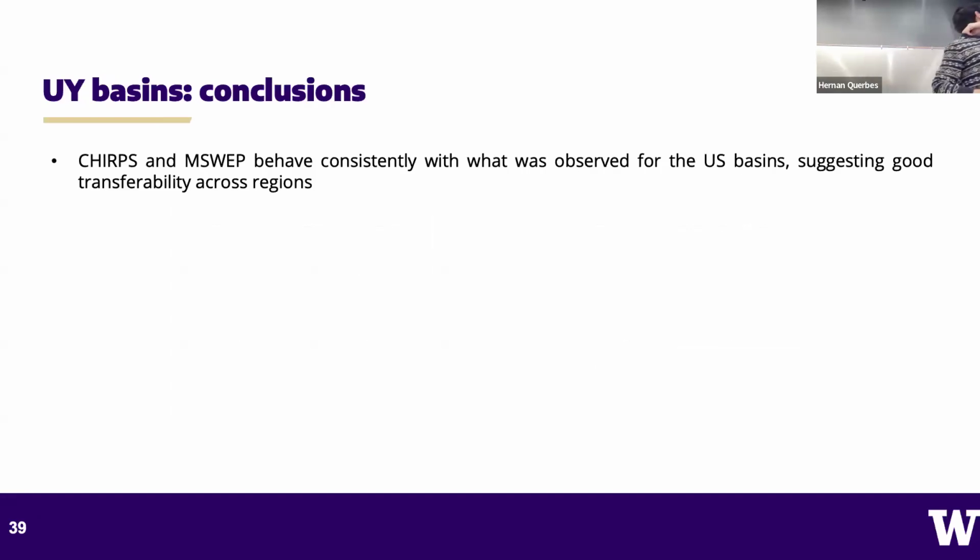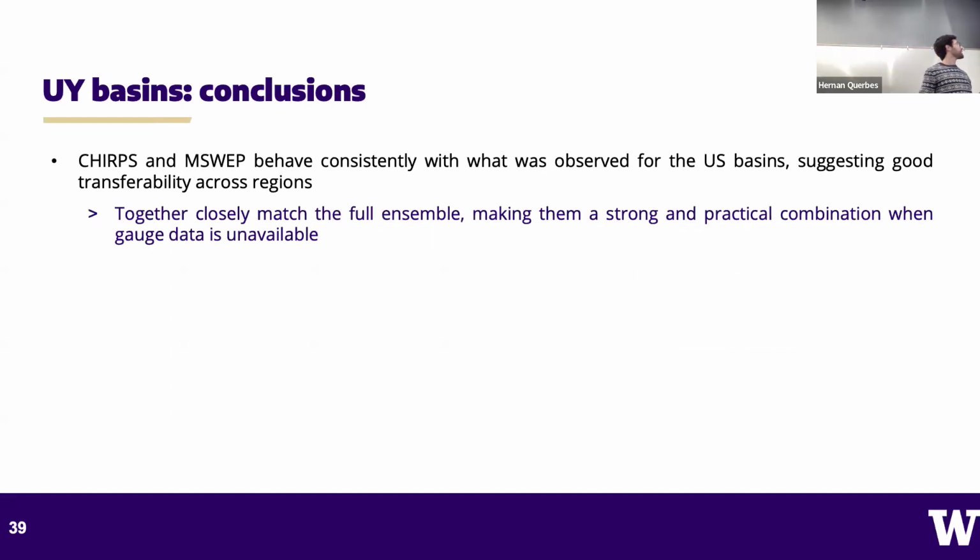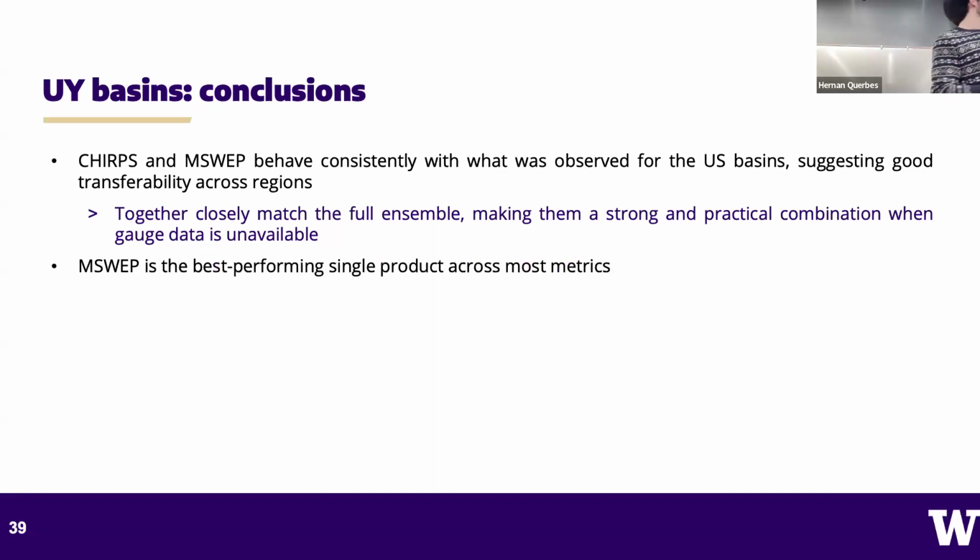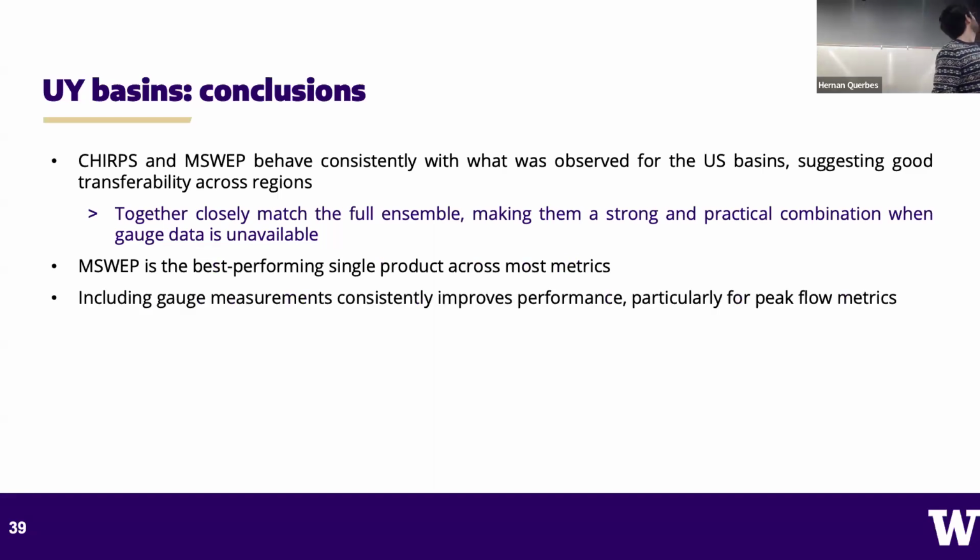So what are the conclusions for the Uruguayan basins? CHIRPS and MSWEP still works really good. So the results for the US happen to work for Uruguay too. And it's really close to the model that used the full ensemble, so that uses all the precipitation products. MSWEP still is the best option if we just want to use one product. But we saw that including gauge information helps a lot when it's about the peaks specifically.